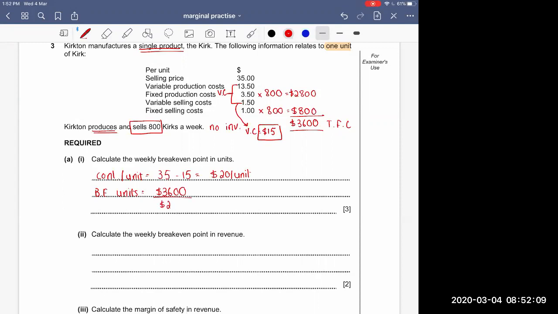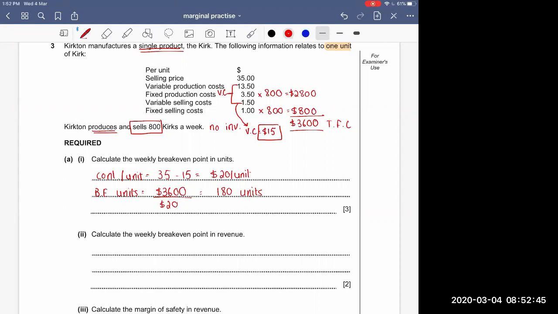Right, guys? That means now we can calculate the breakeven point in units. That is 3600 divided by 35 minus 15, that is 20. So on a weekly basis, we need to sell at least 180 units. We need to sell how many units? We need to sell 180 units. At 180 units, we will have breakeven. 180 units.